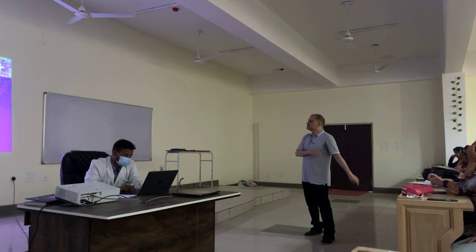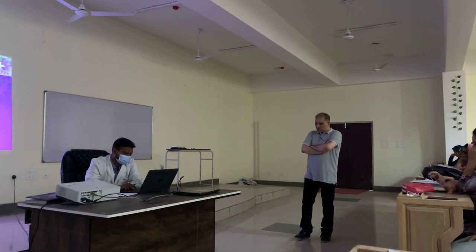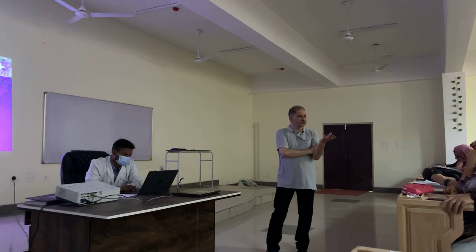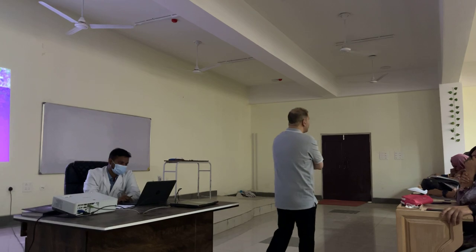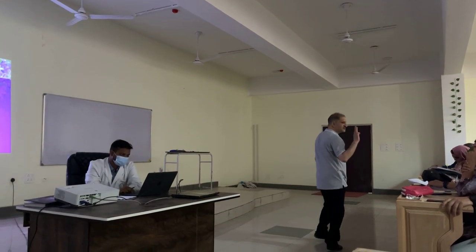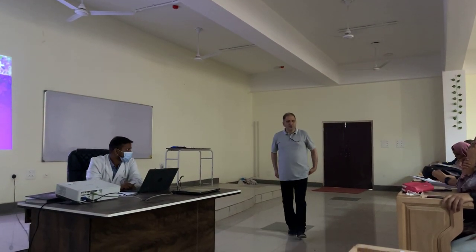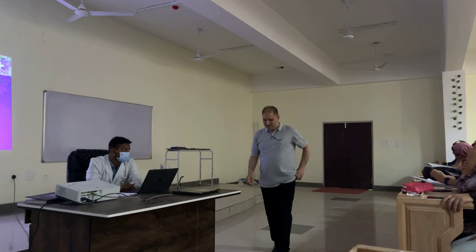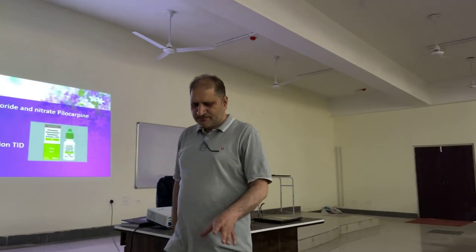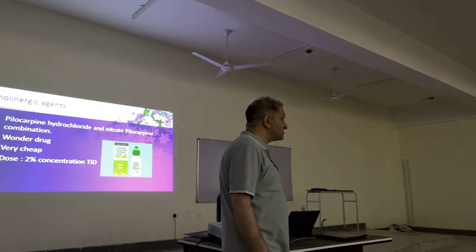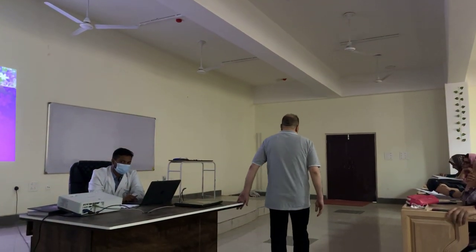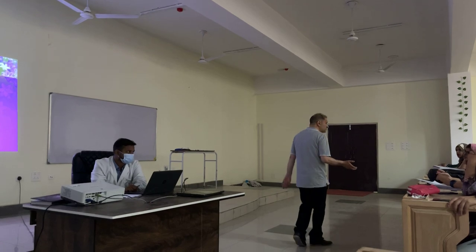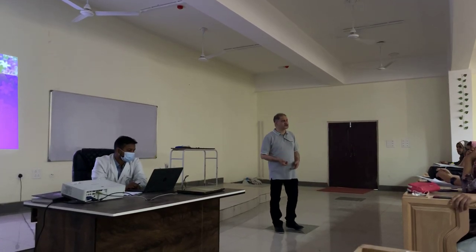So pilocarpine, I told you the concentration we use generally is 2%. And what is the dosage? Three times a day, TID. So 2% TID dosage. It's a very important drug, very cheap. It can be used in financially poor patients. And the only problem is the side effects.